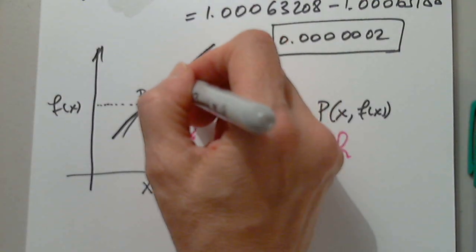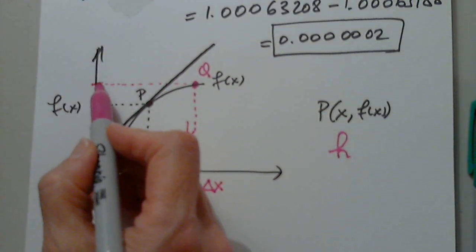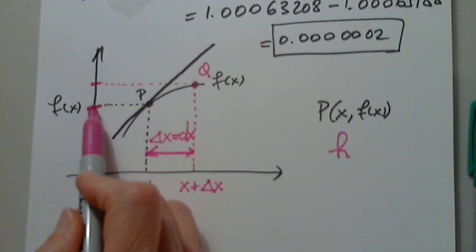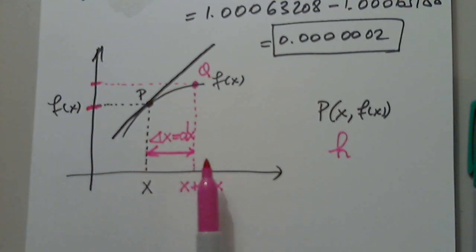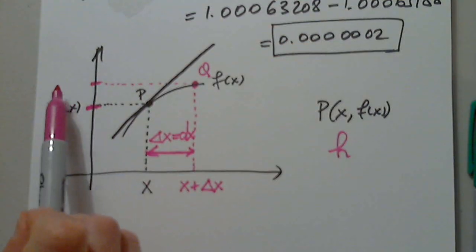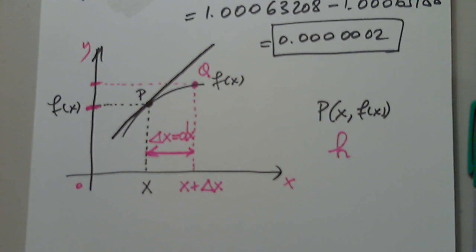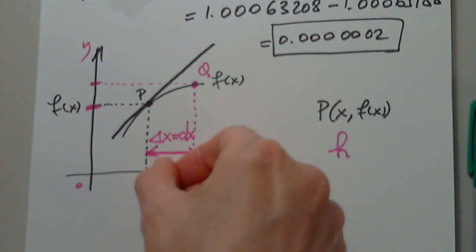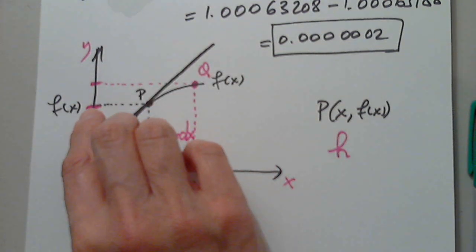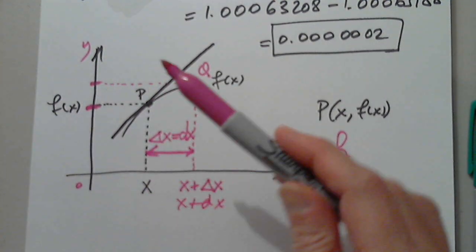Can anyone give us now the y coordinate of Q? Can anyone tell us what this is? This is f of x. But what is this? And I'll write it here. Anyone, please try. When x is x, this is f of x. When x is x plus delta x, or x plus dx, what do I get here?